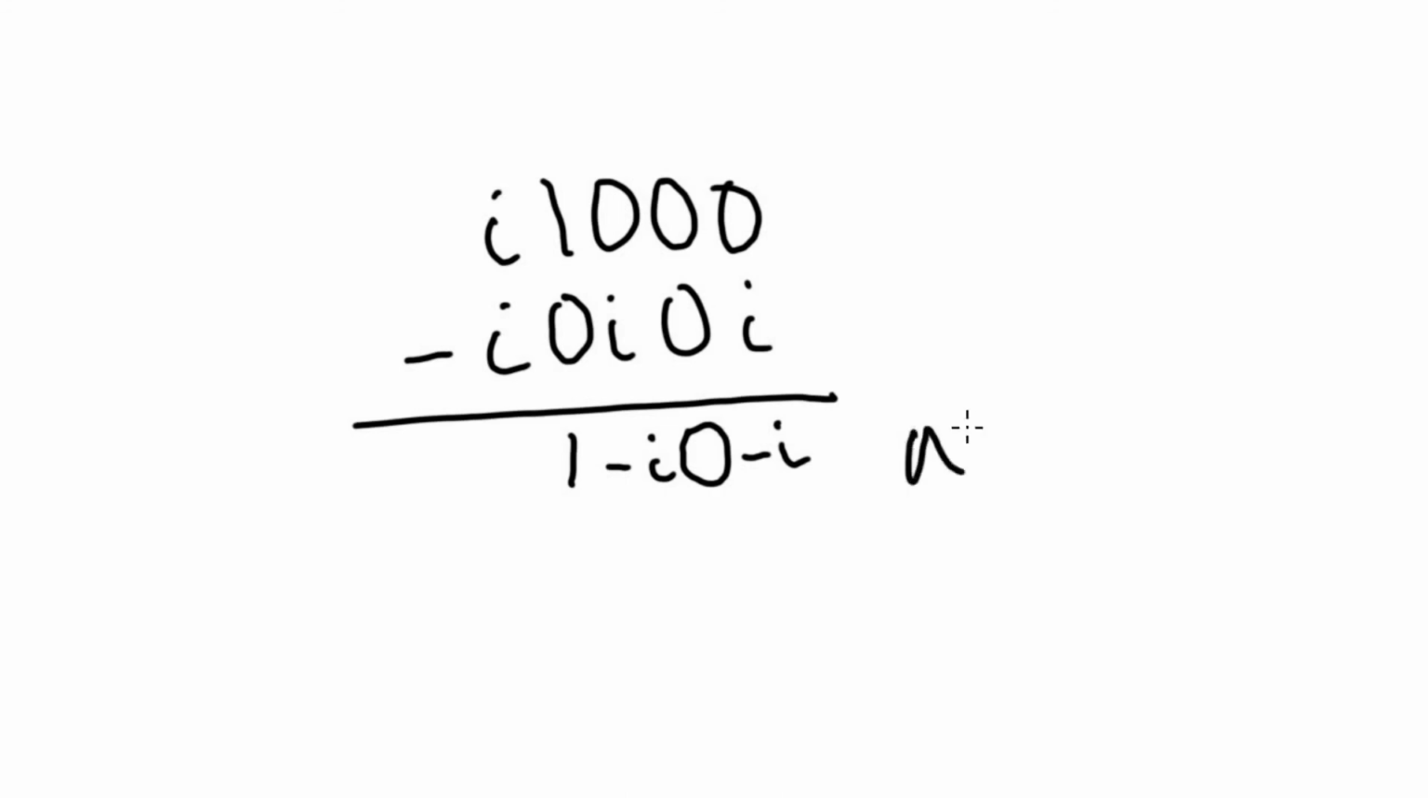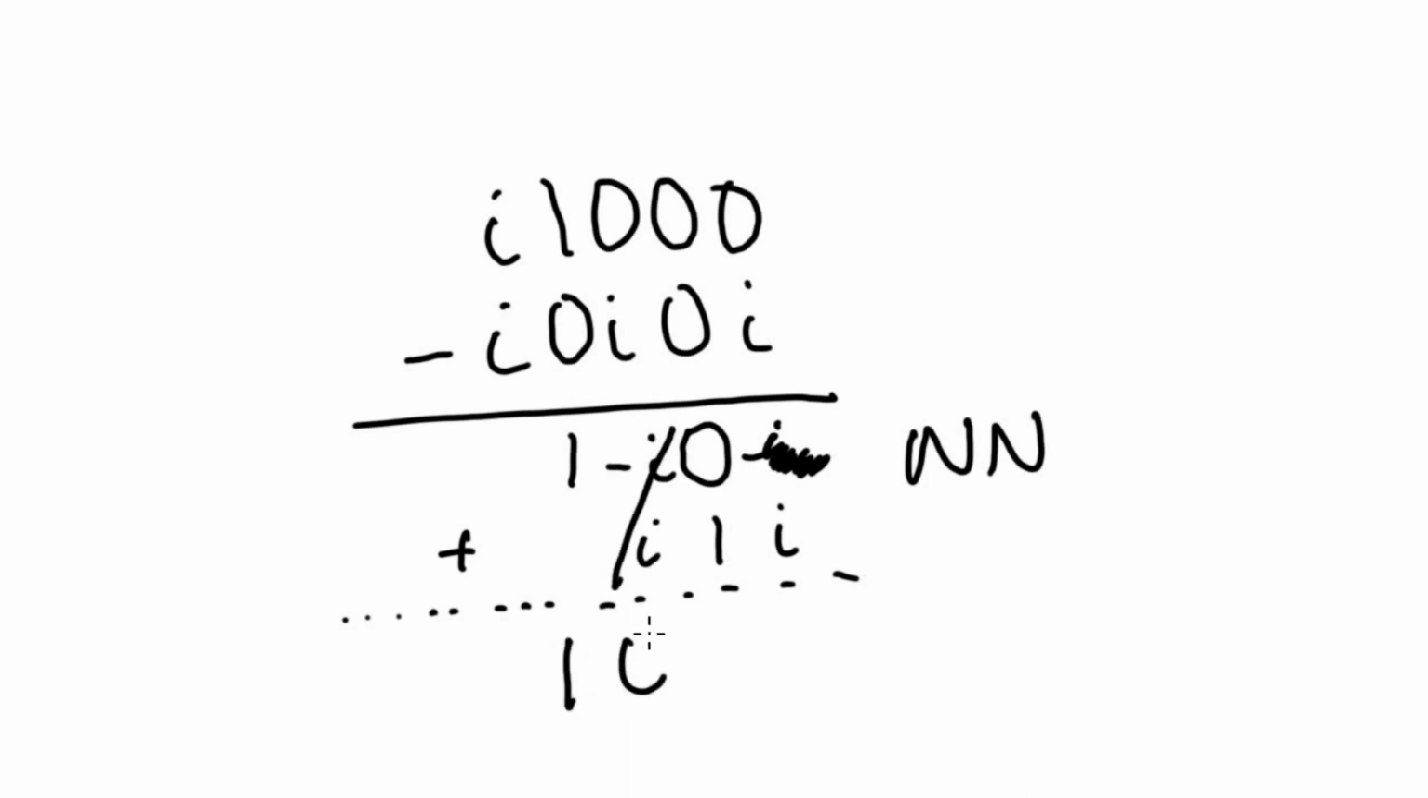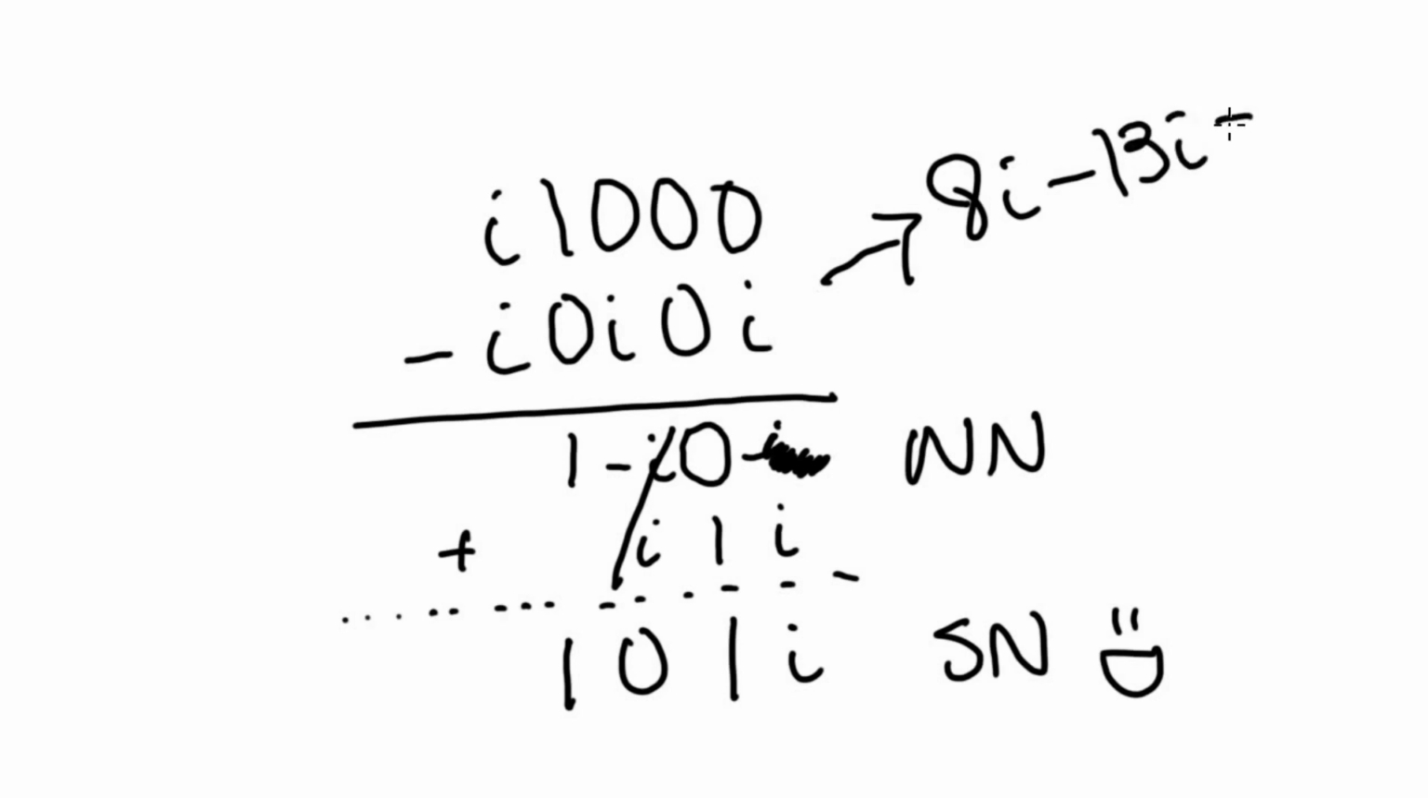This is a negative notation number, so we have to convert it to standard notation. The 1's place negative i becomes i1i, which cancels with the negative i in the negative 4's place, resulting in 101i. We used a dashed line to show that this is our final SN answer. In decimal, this equation is equivalent to 8i minus 13i is equal to negative 5i.